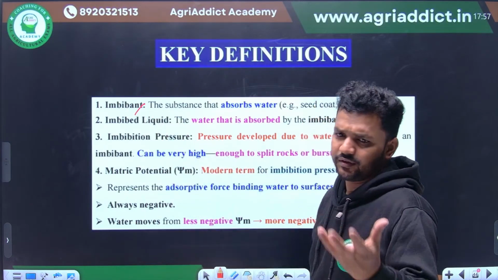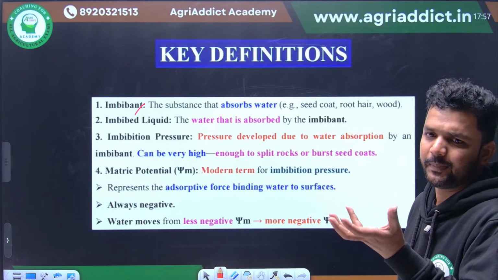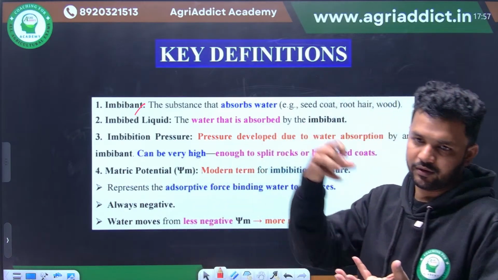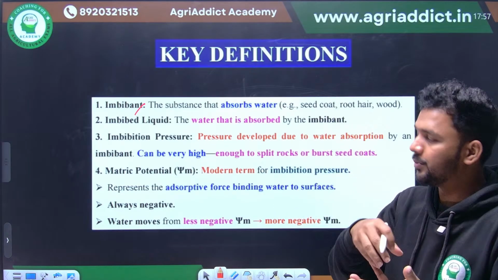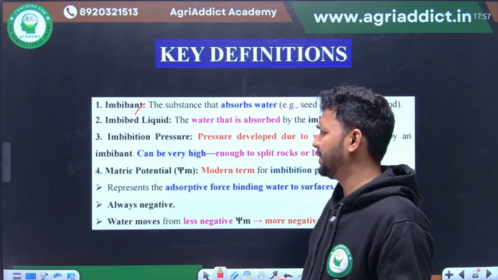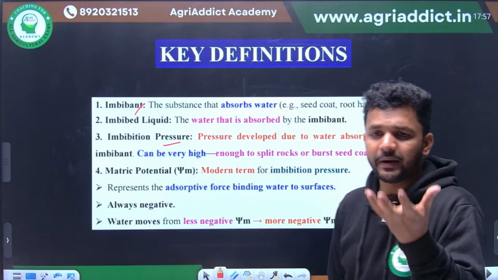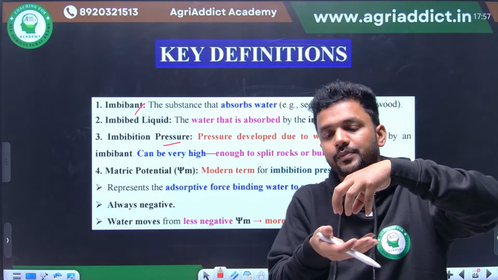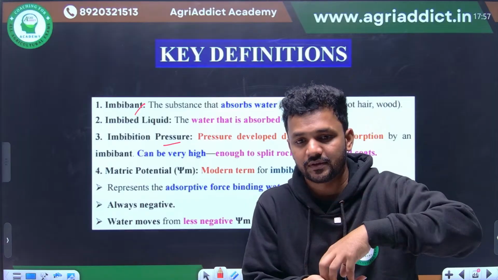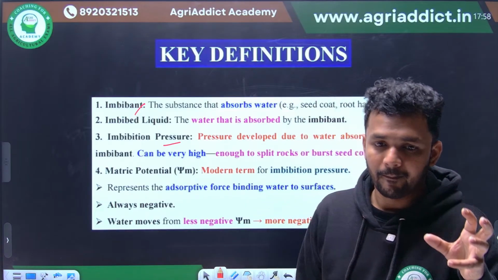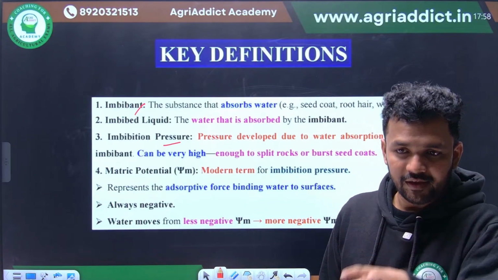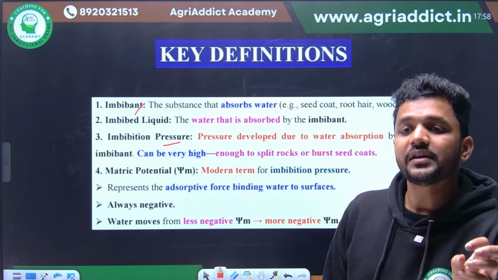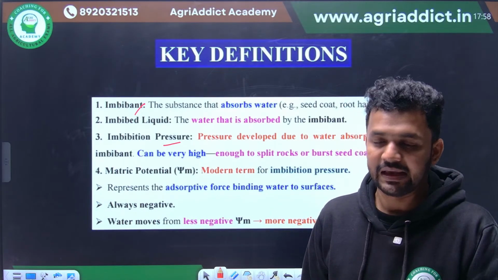Imbibant, the substance which will absorb water, is known as imbibant. Imbibed liquid is the solvent that will be absorbed by the imbibant. Imbibition pressure, the pressure created due to absorption of solvent on the surface of the substance, is matric potential. In plants, the matric potential is considered very small, negligible.